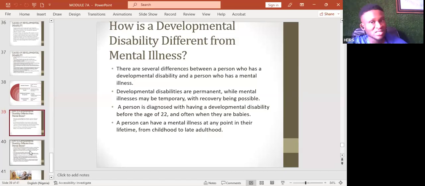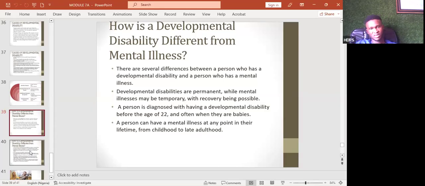There are several differences between a person who has a developmental disability and a person who has a mental illness. Developmental disabilities are permanent, while mental illness may be temporary, with recovery being possible. The prognosis of mental illness is good, but developmental disabilities may be permanent. Fine, we have developmental disabilities that are not permanent. Those that are due to developmental delay may regain and move on, but some are permanent.